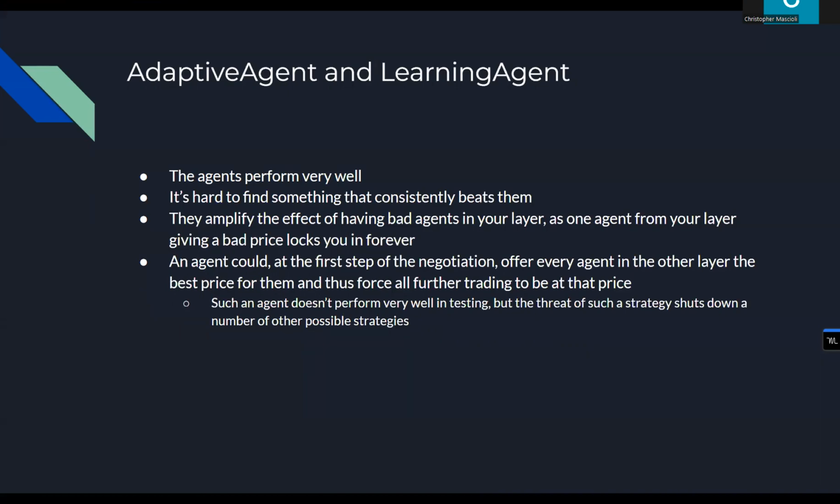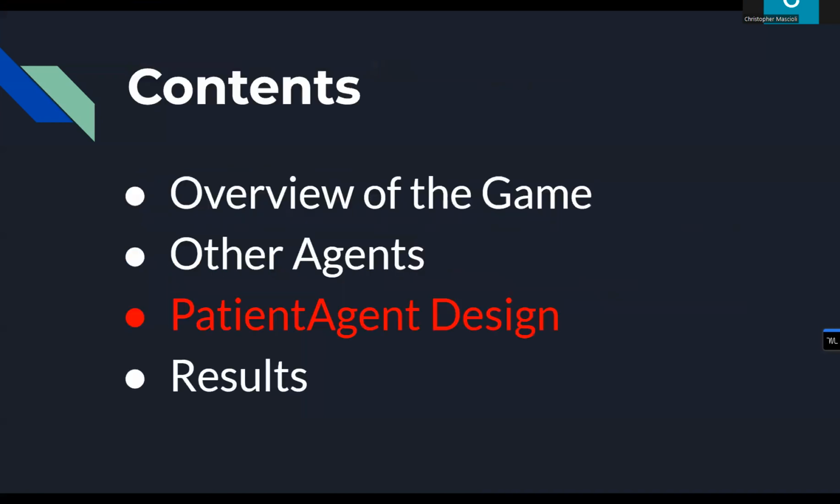So as a hypothetical agent, you could have an agent that at the first step just gives the worst price for themselves and the best price to their opponents, to everyone. And what that's going to do is basically shut down negotiation if all those agents on the other side are learning or adaptive agents. This agent performs really poorly in testing, but just having the threat of this kind of agent shuts down a number of things you could do to try to exploit adaptive and learning agents.